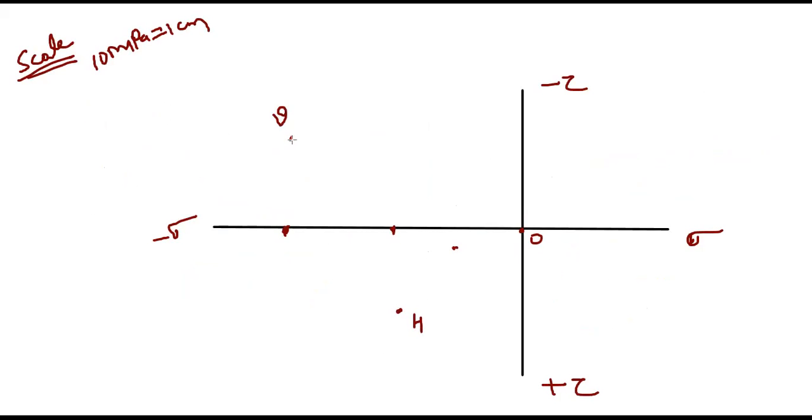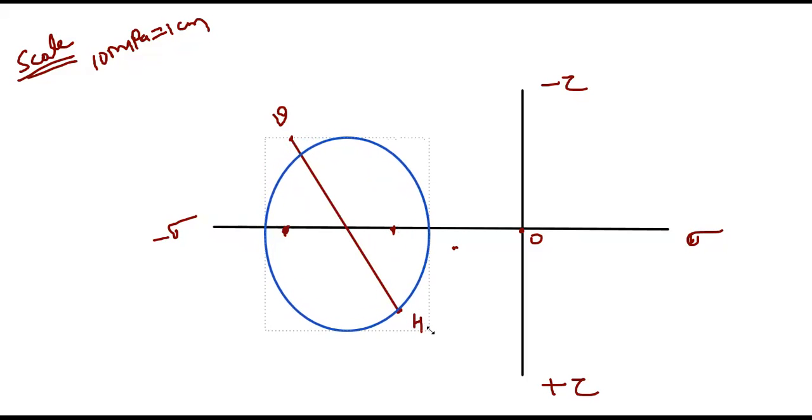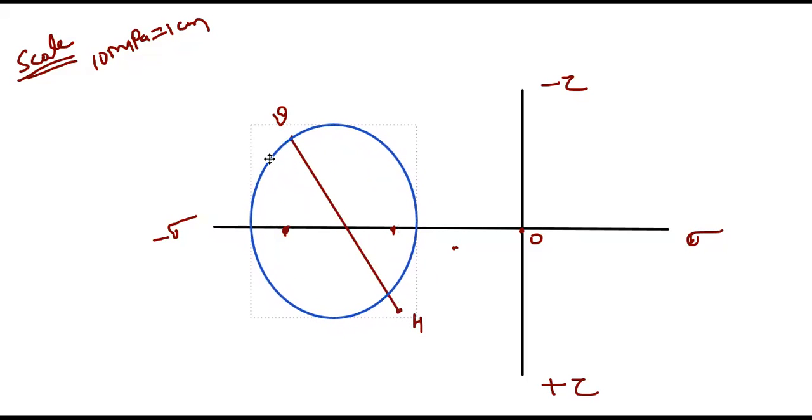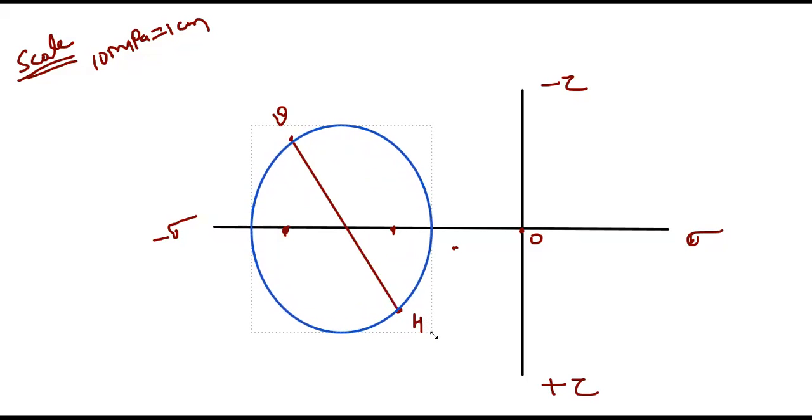Now we need to join this line. After this, we need to bisect this line and draw the circle. This will be the Mohr circle.